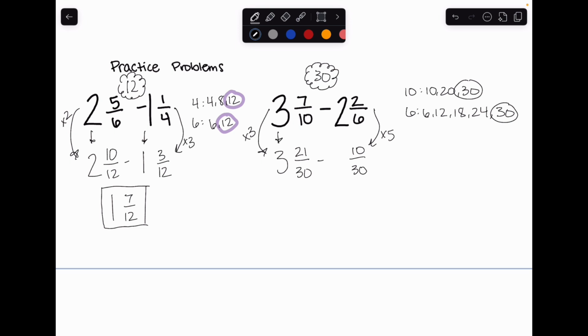Copying down our whole numbers. 3 and 21 thirtieths minus 2 and 10 thirtieths. 21 thirtieths minus 10 thirtieths is 11 thirtieths. And 3 minus 2 is 1. And I have 1 and 11 thirtieths as my final answer.